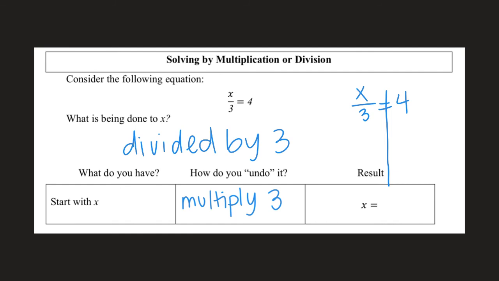So since it was divided by 3, I'm going to multiply both sides by that 3. By doing so, it cancels out that 3, leaving me with just x. And on the other side, 4 times 3 gives me 12. So my answer was x equals 12. All right, let's practice this on the next part.